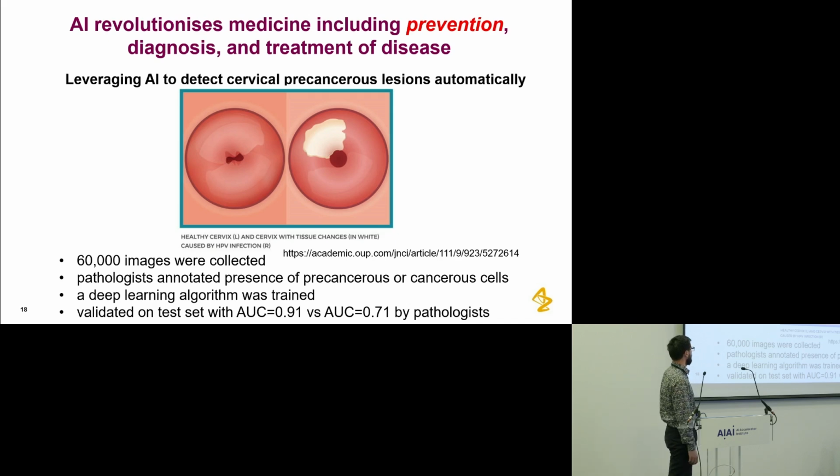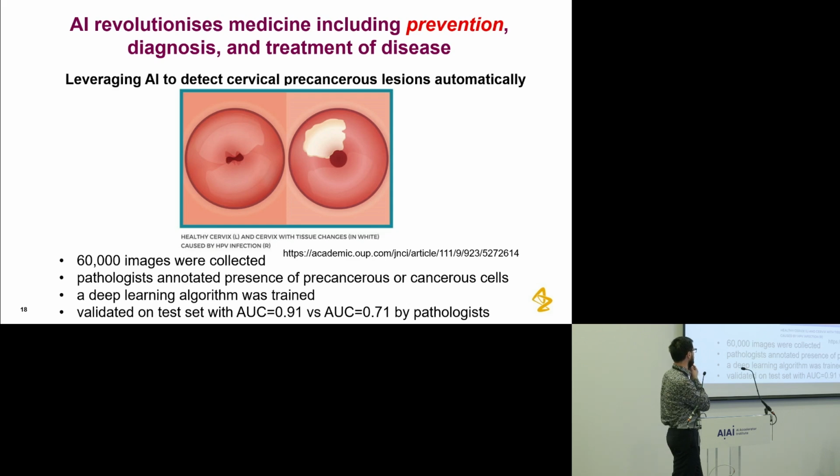AI has already revolutionized this. Of course, ideally we want to prevent. We don't want to take a biopsy from a patient and say, oh, it's already too late. We want to prevent. So there's a lot of research where you can detect, let's say, some precancerous conditions and take action, and it requires a lot of images, of course.